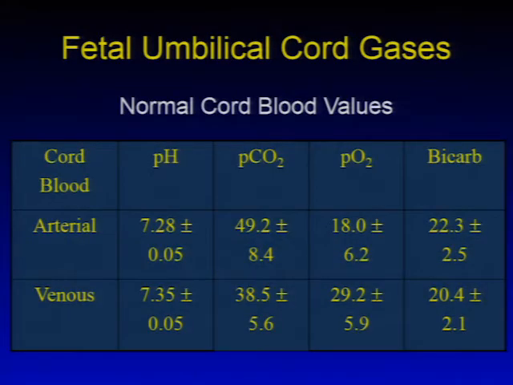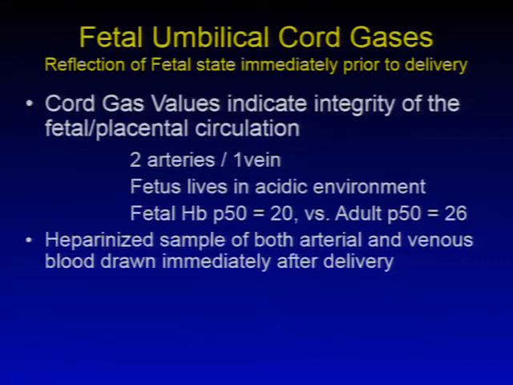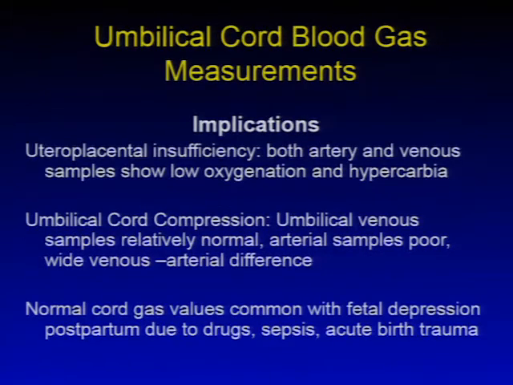And normal umbilical cord values are as in this diagram. Cord gas values indicate integrity of the placental venous circulation and require a heparinized sample of both arterial and venous blood drawn immediately after delivery.